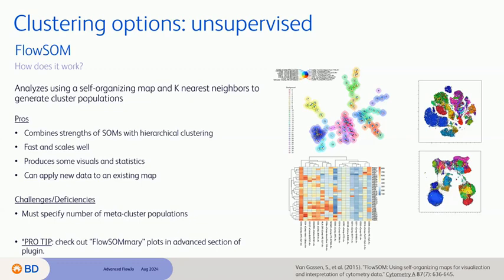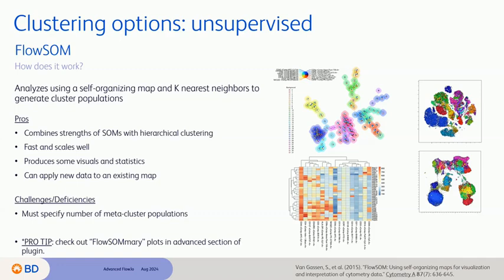So here we're looking at FlowSOM. FlowSOM is a powerful clustering algorithm. It's specifically designed for the analysis of flow cytometry and mass cytometry data. It combines the strengths of self-organizing maps with hierarchical clustering to efficiently identify and organize cell populations in our high-dimensional data sets. The core idea behind FlowSOM is to map high-dimensional data onto a lower-dimensional grid, where similar data points are placed closer together.